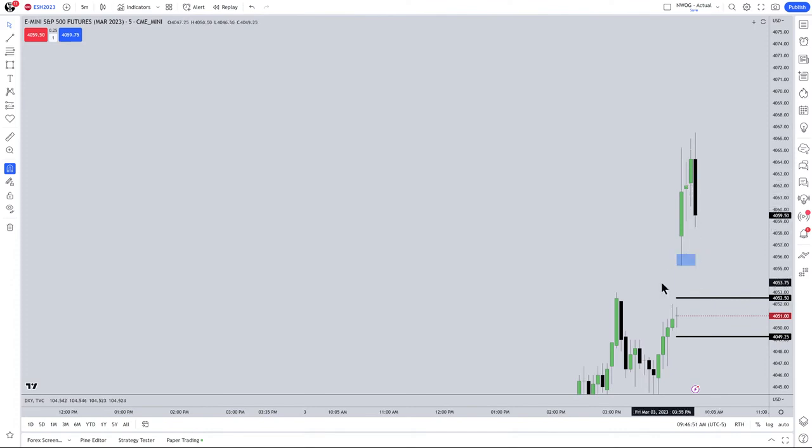Now the opening range gap is always at the 9:30 opening bell, and that's the difference between where we open here, the very first opening price, to where we closed. So that opening range would be defined by this. You can do this with rectangles. You can do it with lines. It's a matter of personal choice.